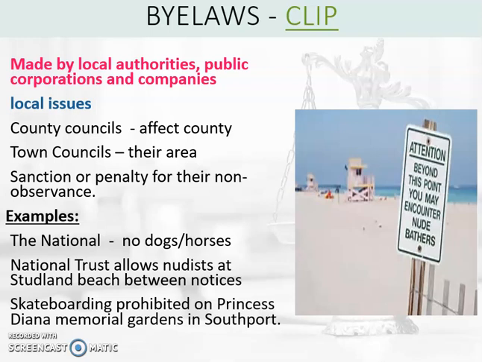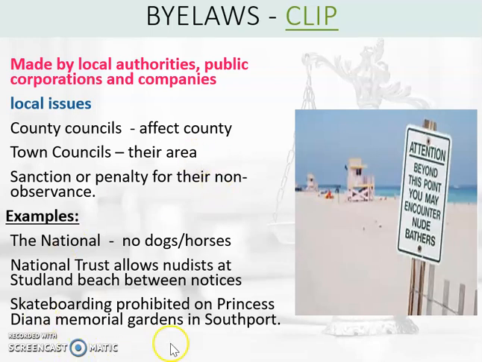Bylaws can also be made by public corporations and certain companies for matters within their jurisdiction, which involve the public. And this means that bodies such as the British Airports Authority and the railways can enforce rules about public behaviour on their premises. An example of this could be the smoking ban on the London Underground system.